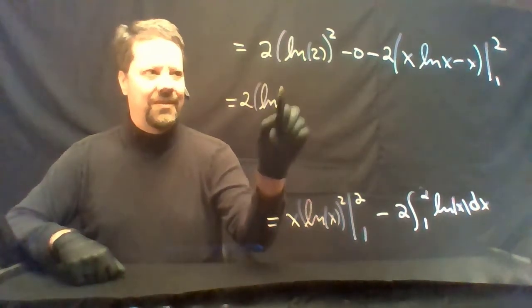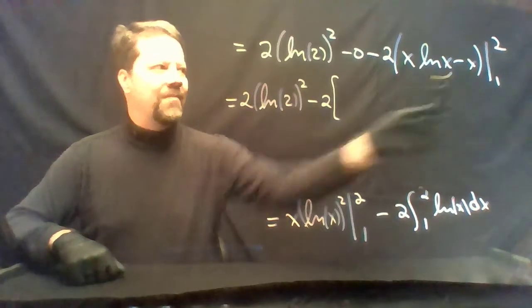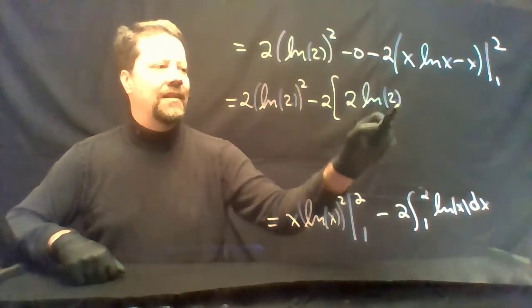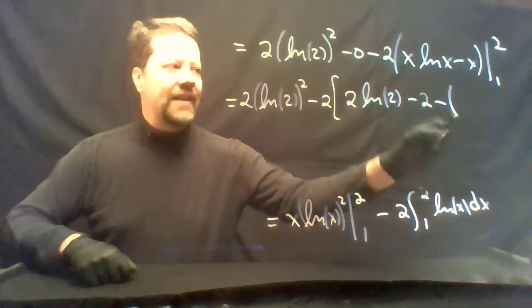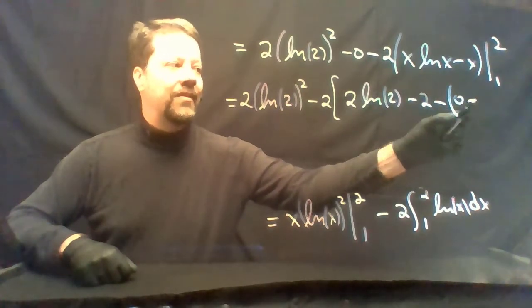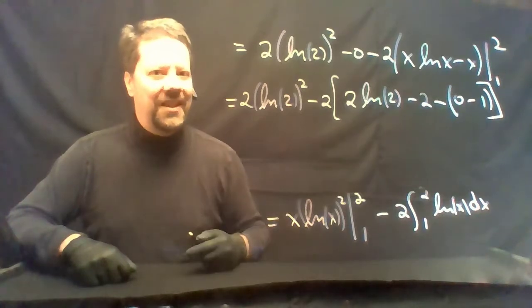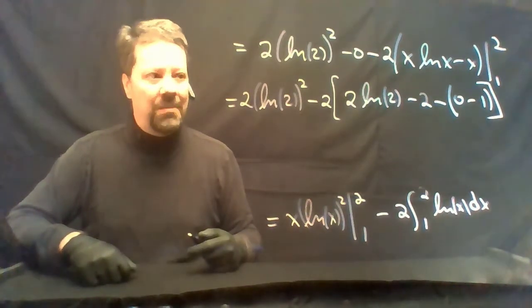We get 2 natural log of 2 squared. That's 2 times. When I plug in 2, I get 2 natural log of 2 minus 2, and then when I plug in 1, we subtract what we get when we plug in 1. 1 log 1 is 0, minus 1. Make sure you get all of the parentheses right. The order of operations agreement is important.